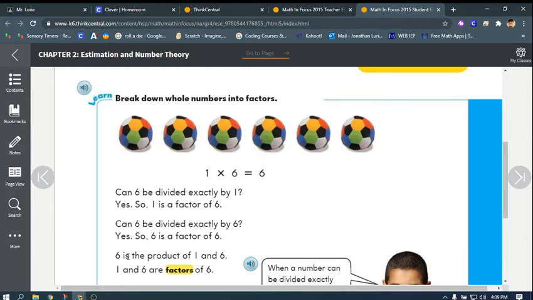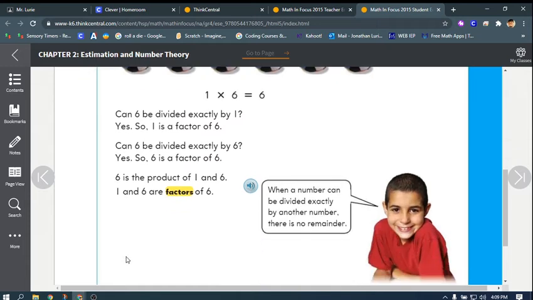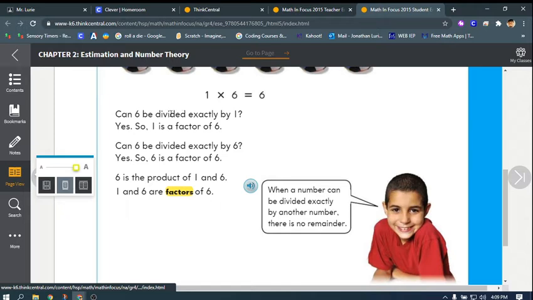6 is the product of 1 and 6. 1 and 6 are factors of 6. When a number can be divided exactly by another number, there is no remainder. That is very, very important. So little Timmy, or whatever his name is, told us something very important there.